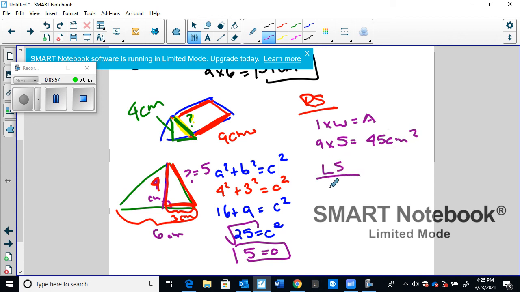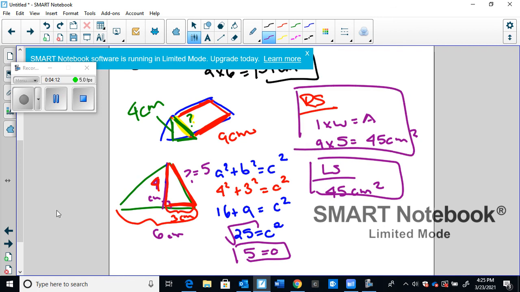And the left side for this shape is also going to be 45 centimeters squared, since both the right side and the left side are the same for this shape. Now, they're not always going to be the same, so you have to make sure that you do them individually and you do a double check.